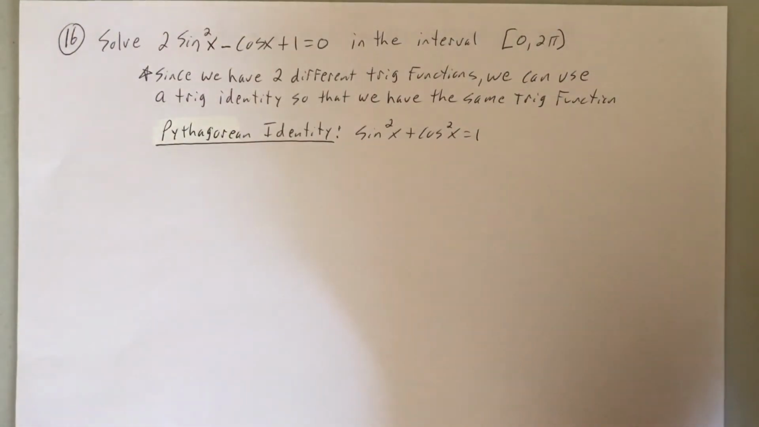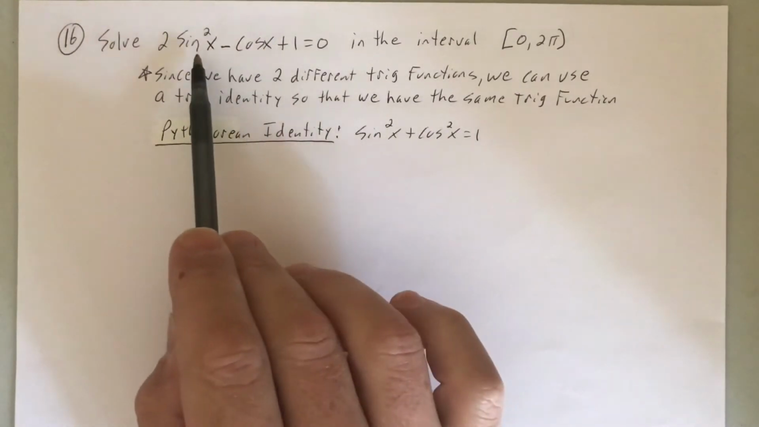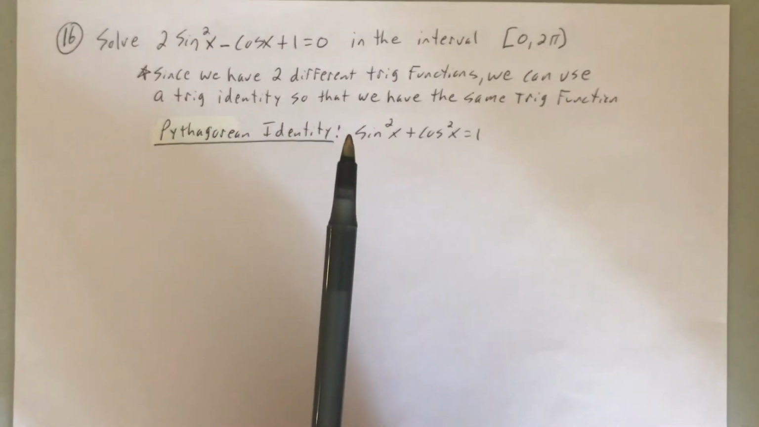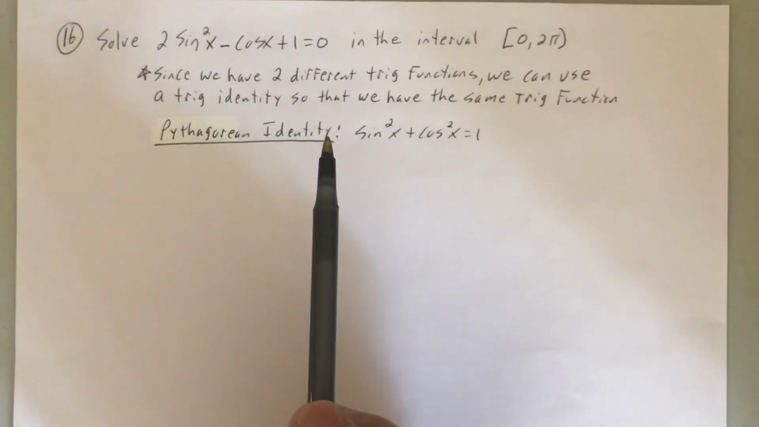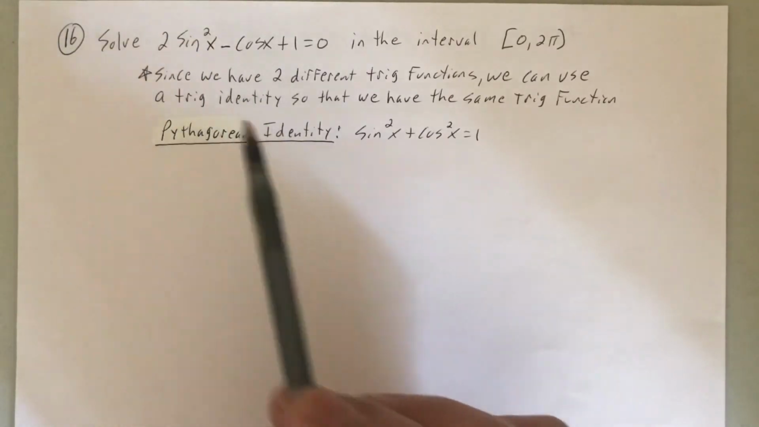All right, so let's take a look at number 16. You can see that this one is a little different. We've got a sine squared x, and then we have a cosine x. So what we're going to do is use a trig identity so that we can get this to have the same trig function.